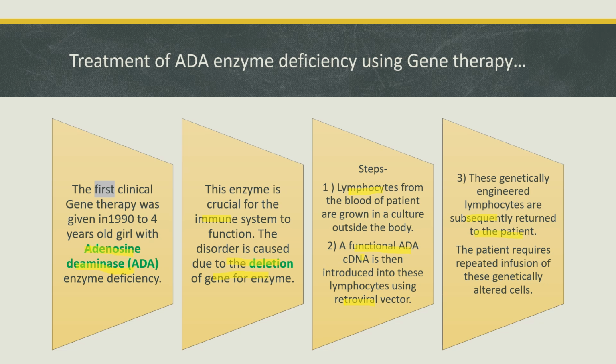So what happened in the first step? Lymphocytes are isolated from the patient's body. Then the functional gene of the ADA enzyme is introduced into the patient's lymphocytes, and these genetically engineered lymphocytes are subsequently returned to the patient's body again. But the patient required repeated infusion of these genetically altered cells. Here you can see, repeated infusion is required because our body cells are mortal. That means they die after some time. So the genetically altered lymphocytes will also die after completion of their life. So repeatedly the genetically engineered lymphocytes need to be infused in such patients, which is a very challenging job.